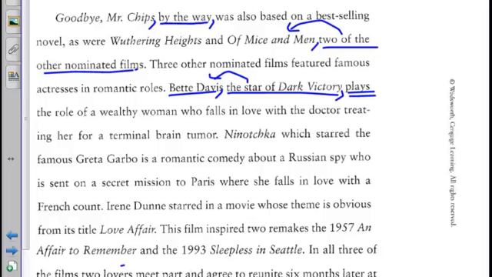Plays the role of a wealthy woman who falls in love with the doctor treating her for a terminal brain tumor. Now notice we have this "who falls in love" part, which redescribes a wealthy woman. But we don't know what kind of wealthy woman we're talking about yet. It's not specific yet, so that "who falls in love" is not set off.